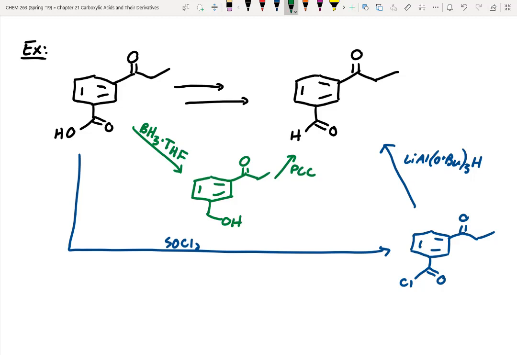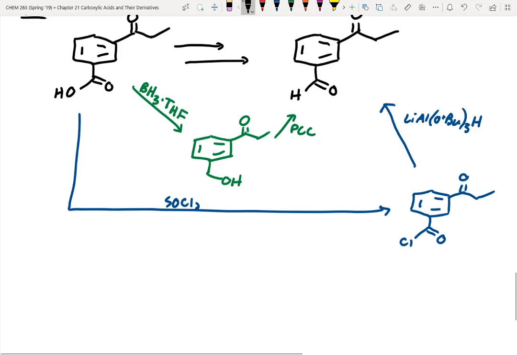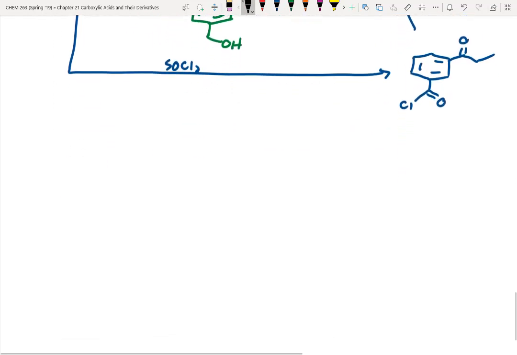That lithium tributoxyaluminum hydride is not the most atom economical reagent we could use. And then thionyl chloride is nasty stuff to work with. It is not easy to use. So neither one's perfect, but we're able to plan out multiple attacks for making this one molecule. Make sense? All right.